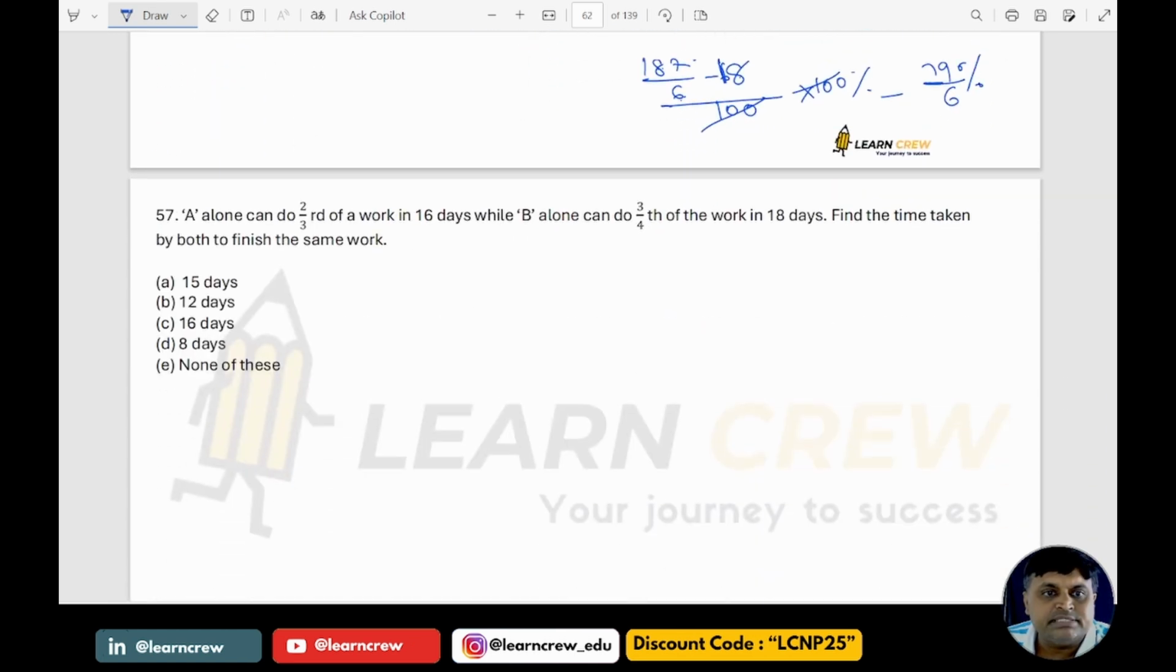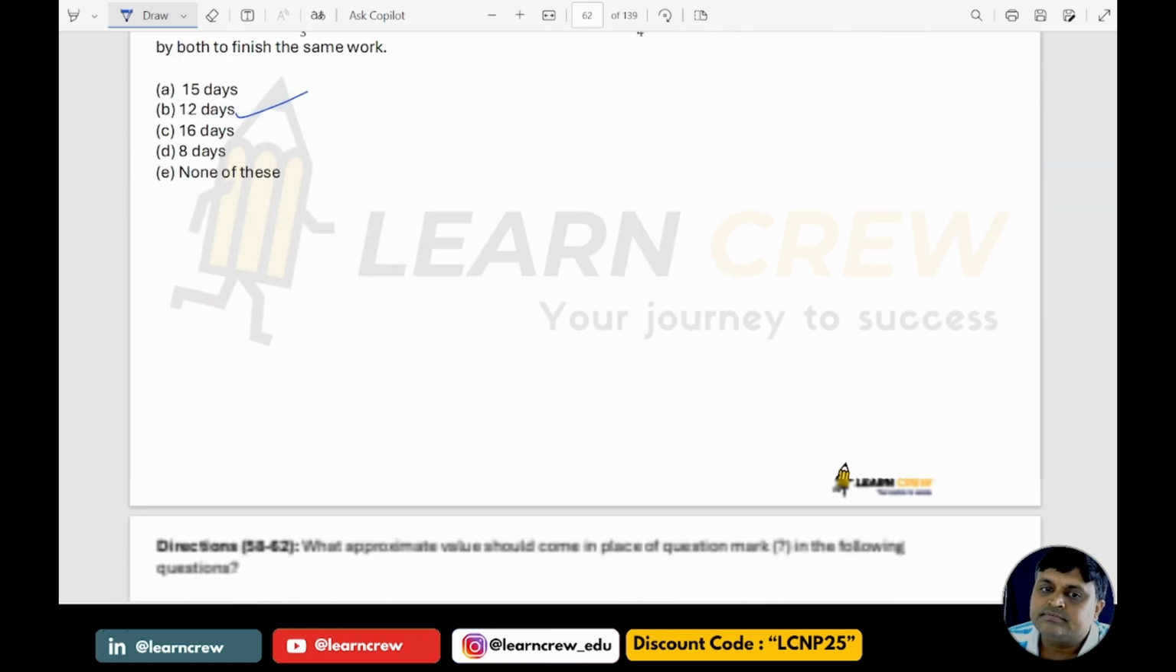13 1 by 6. A alone can do 2/3 of work in 16 days. So total work is how many days? So 2 parts 16, 3 parts 24. Find the time taken to finish the work together. So both are taking equal time, 24, 24. So it takes half of the time, 12.